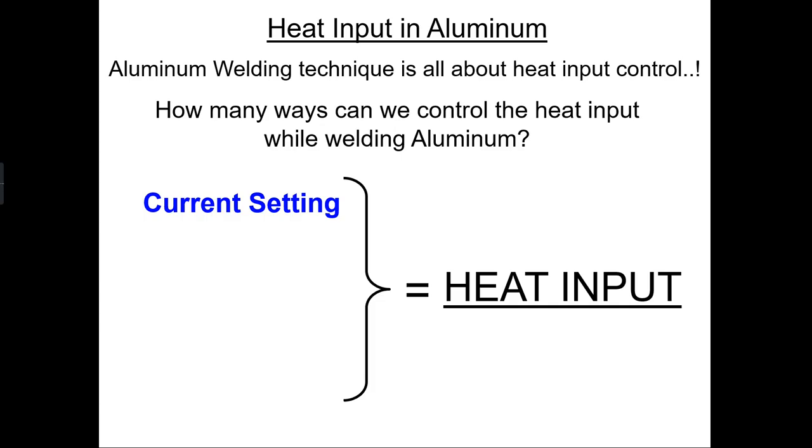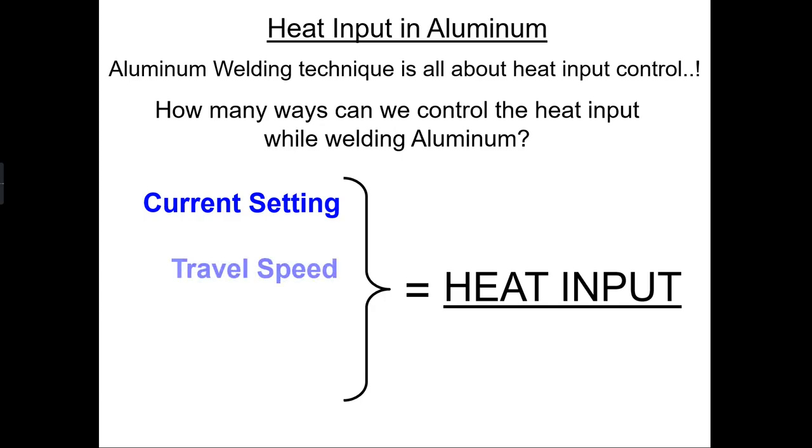Your control is your heat input. In your heat input, first one is your current setting, and that's up to you. With TIG welding AC on aluminum, you always have some type of control, whether it be foot pedal or finger control. And this is one of the other things you have to master along with the process.